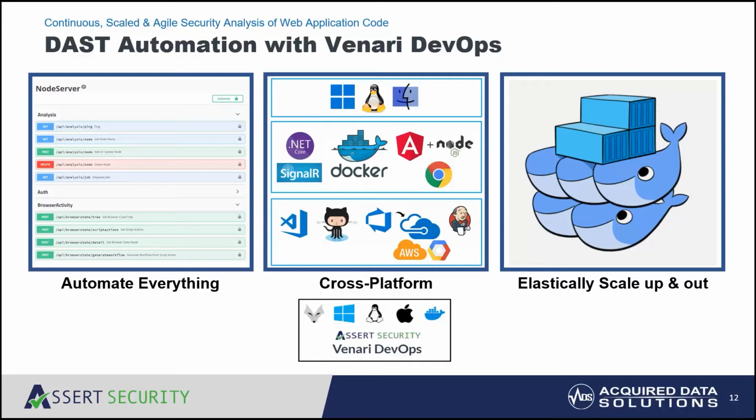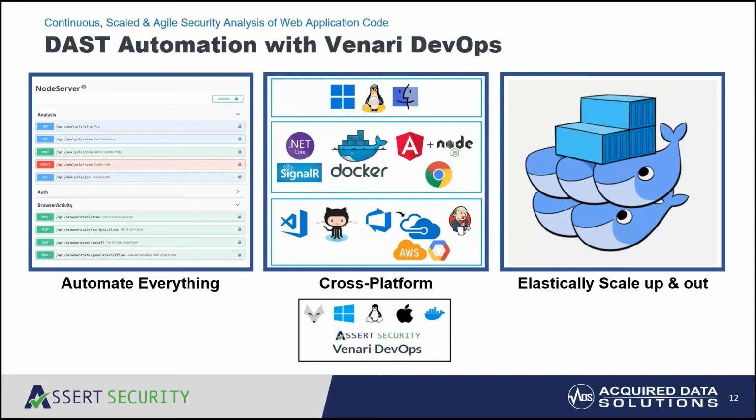Some jobs are really, really large, however. Some applications have thousands or tens of thousands of pages or features, and to test those could take multiple days, and that's not really a DevOps-friendly time frame. So you can run multiple containers in parallel, multiple job nodes in the Venari architecture, and speed up those scans substantially. So Elastic is a powerful feature for controlling throughput and improving it.